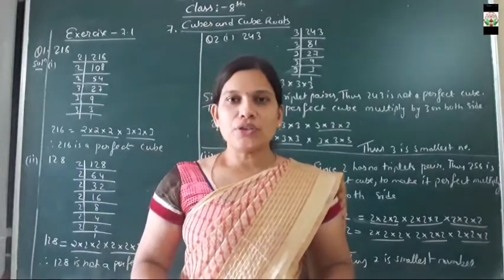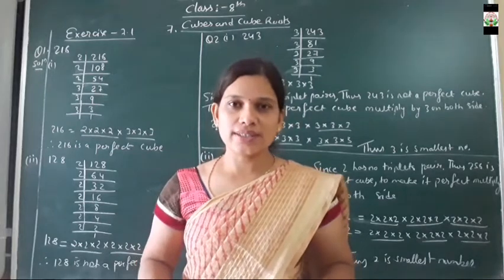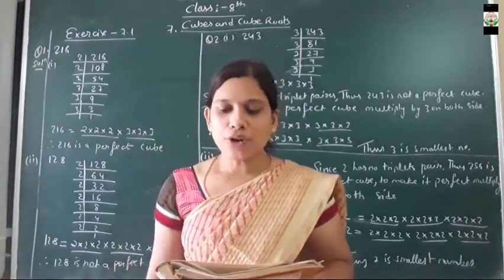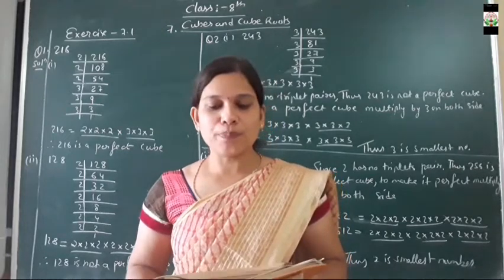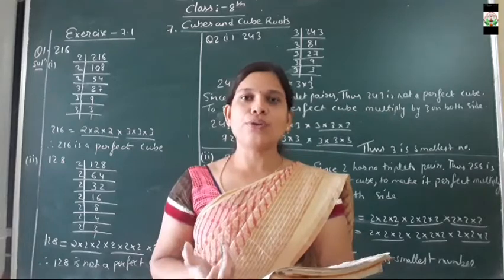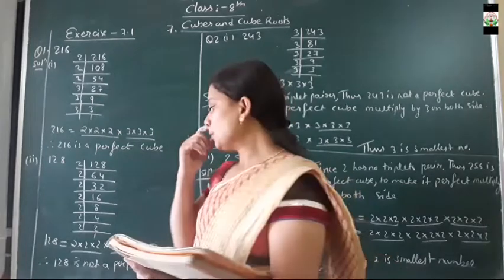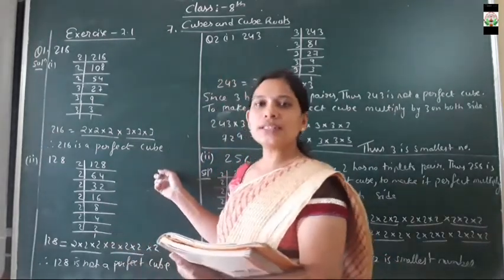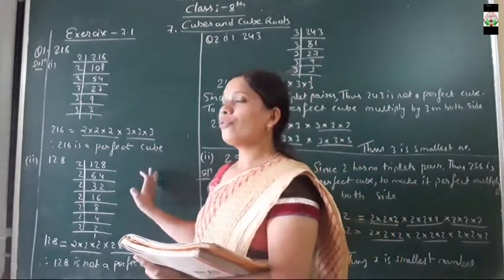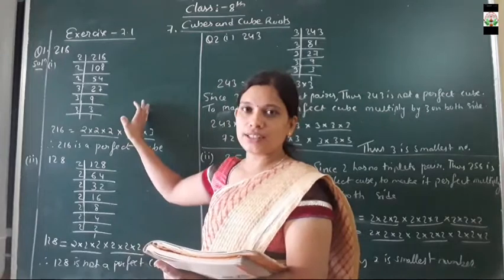Here we are going to start exercise 7.1. The first question says, which of the following numbers are not a perfect cube? So 216, whether it is a perfect cube or not, that we have to find. So dear student, in order to find whether 216 is a perfect cube or not, we have to find the factors of 216.